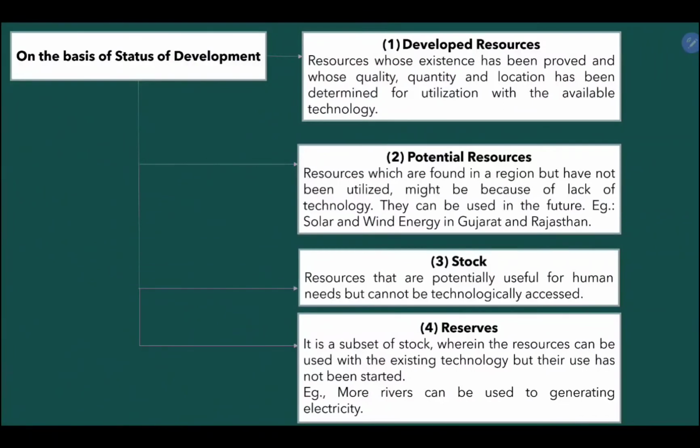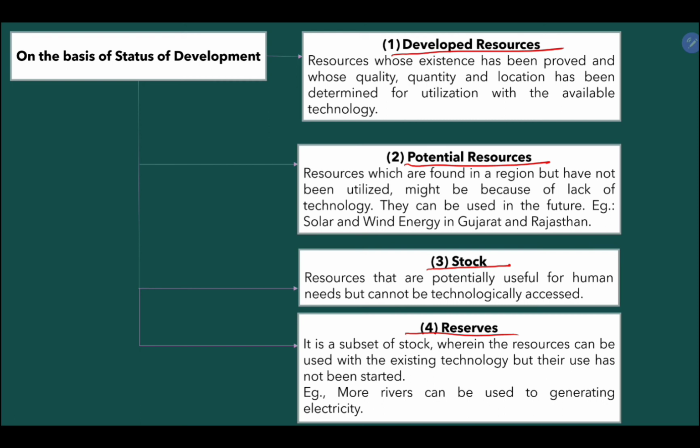So the last one is on the basis of status of development. How far is it? What is the status of that resource? How is it developed? On that basis we can split the resources into four. One is developed resources, the second one is potential resources, the third one is stock, and the fourth one is reserve.